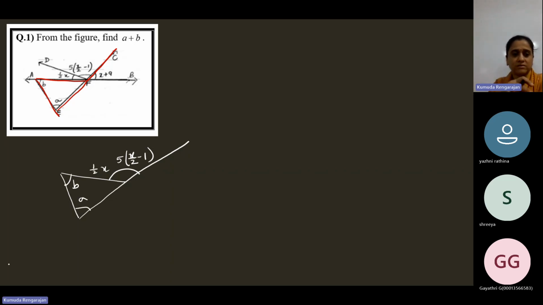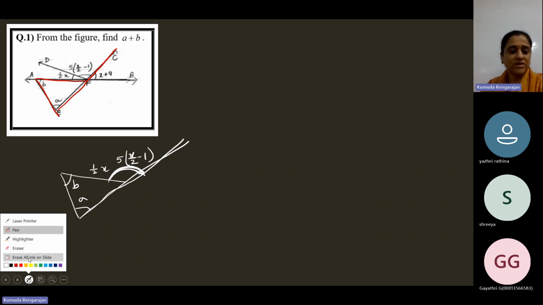A, B, and the side EF is produced. This is the side EF. It's produced. And this is the exterior angle formed. Okay, this is one exterior angle, but that's divided into two angles. So it's made up of half x and 5 into x by 2 minus 1. Now, what is that we have to find? A plus B. So this exterior angle is equal to A plus B, right? So to find A plus B, we have to find this angle.